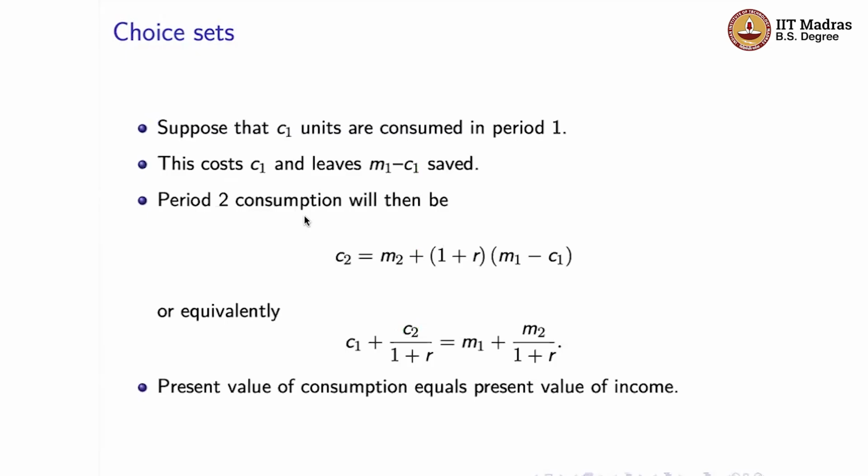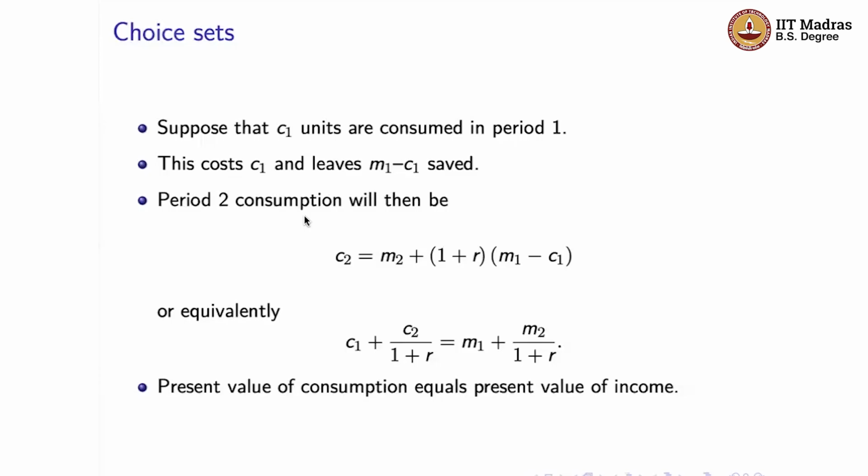Suppose that you have C1 units being consumed in period 1. How much is the cost of these C1 units? Well, we still have the world where P1 is equal to 1, so this costs C1. And so you have M1 minus C1 amount left over. Now, notice that this M1 minus C1 can be positive or negative, right? What does it mean? If M1 minus C1 is positive, it means that your consumption is less than the income in the first period. So you have some savings left over, and you can use that to supplement your second period consumption.